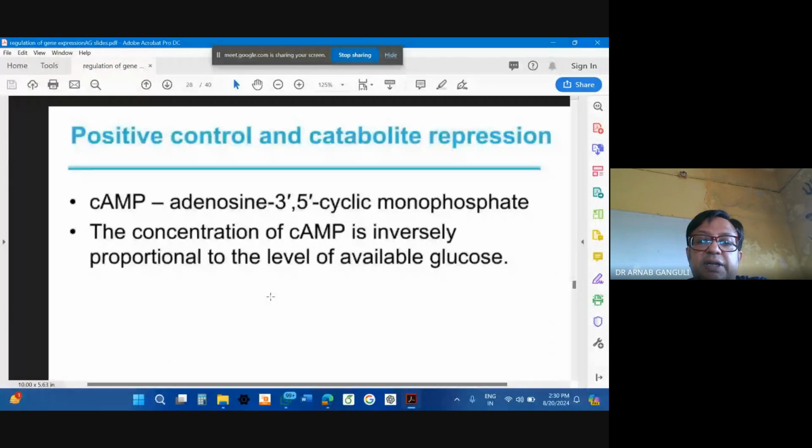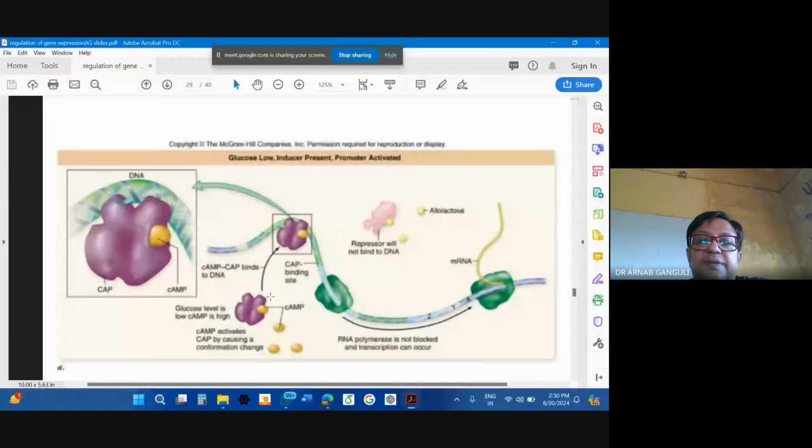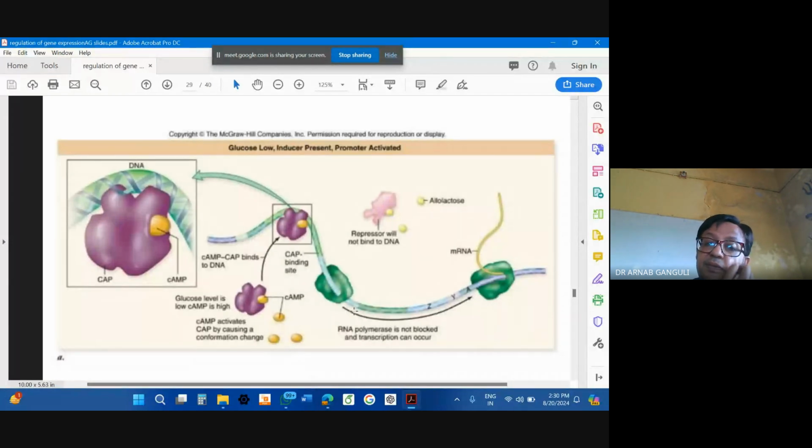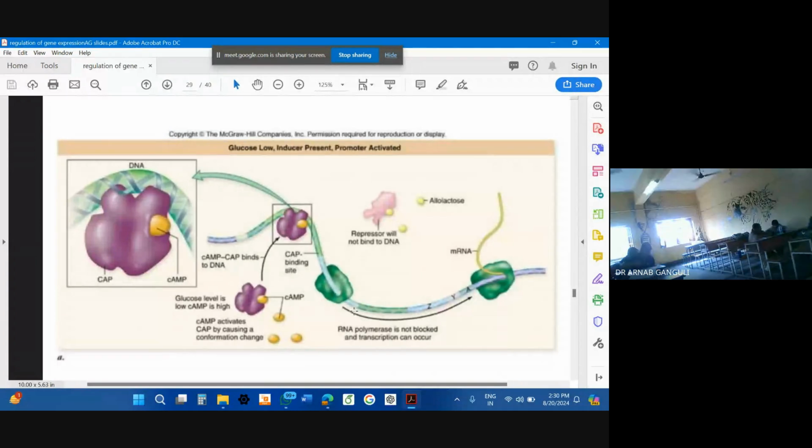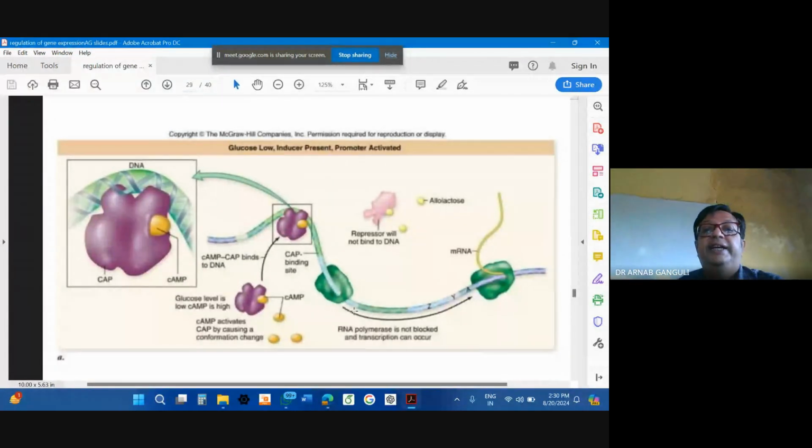Now we go to this picture. Glucose low, inducer present, promoter activated. So glucose is low. Inducer present. What is inducer? Lactose. And promoter is activated. Promoter काम कर रहा है.